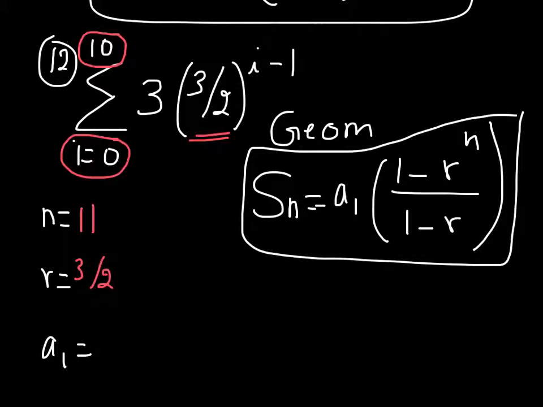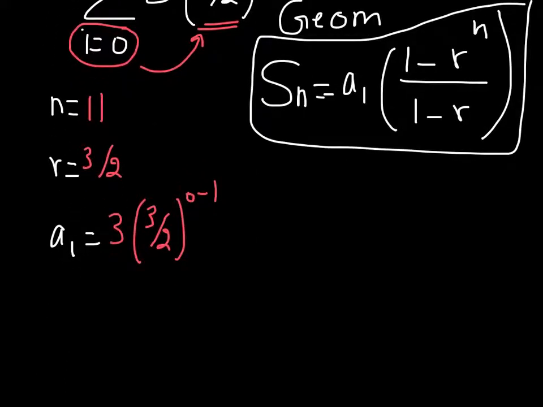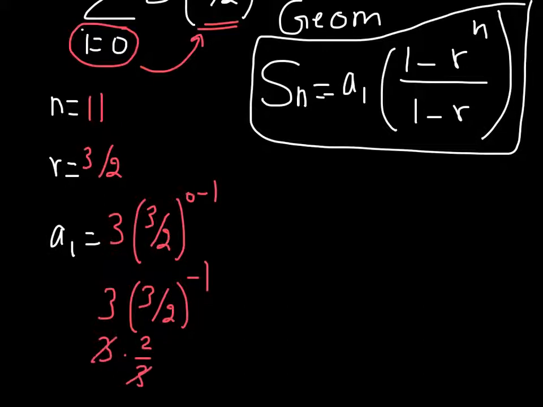To find a1, we're going to plug in i equal to 0 into this formula. And that will give us 3 times (3 over 2) to the 0 minus 1, which gives you 3 times 3 halves raised to the negative 1. And so that will be 3 times 2/3. Cancel the 3's, and as you can see, a1 is 2.